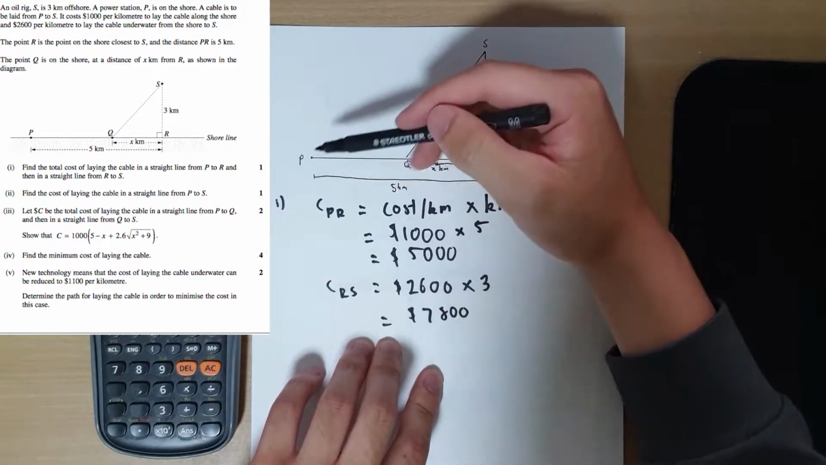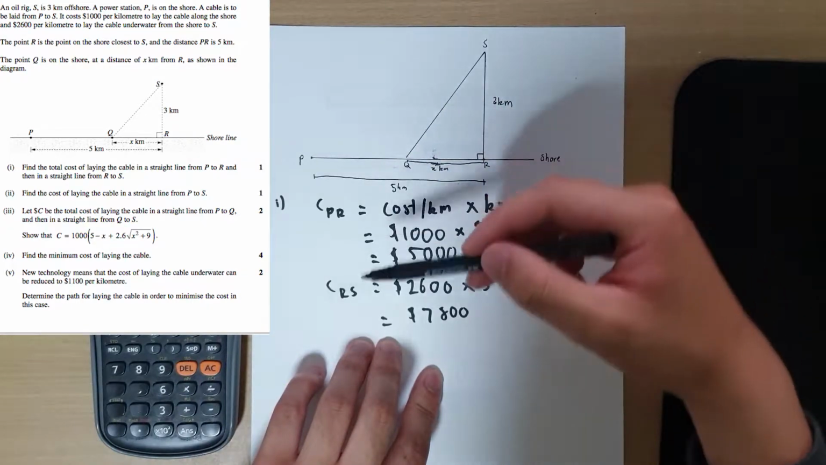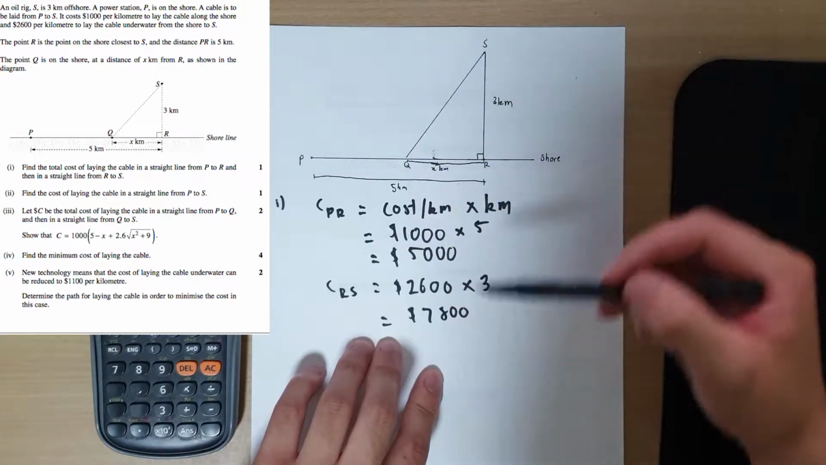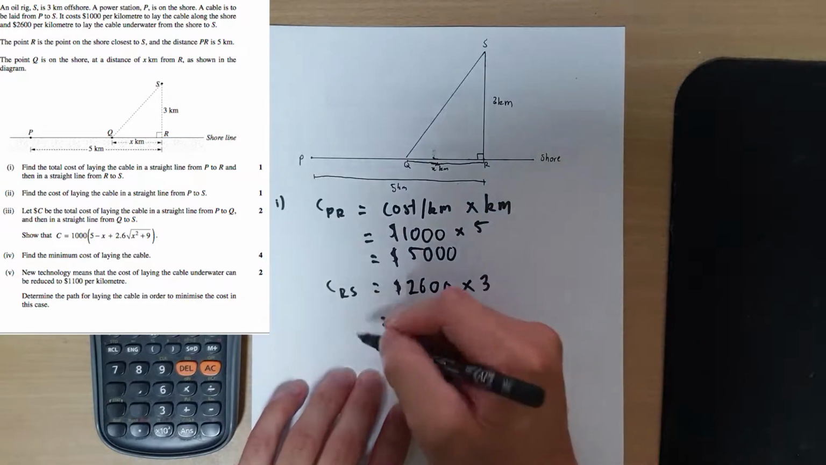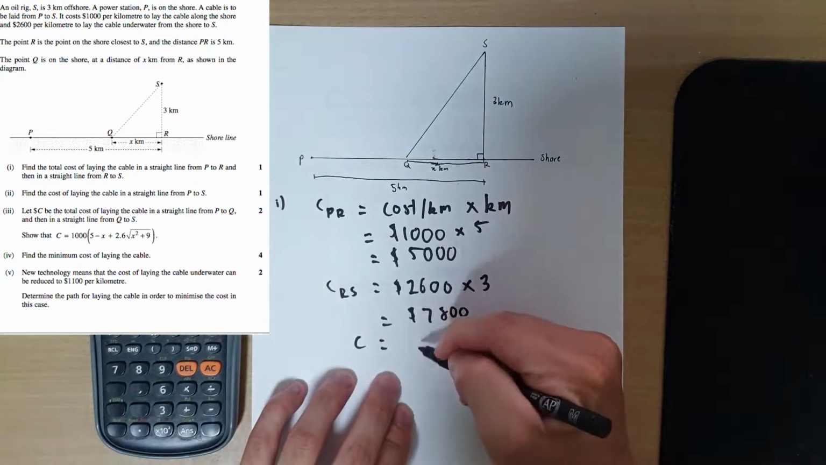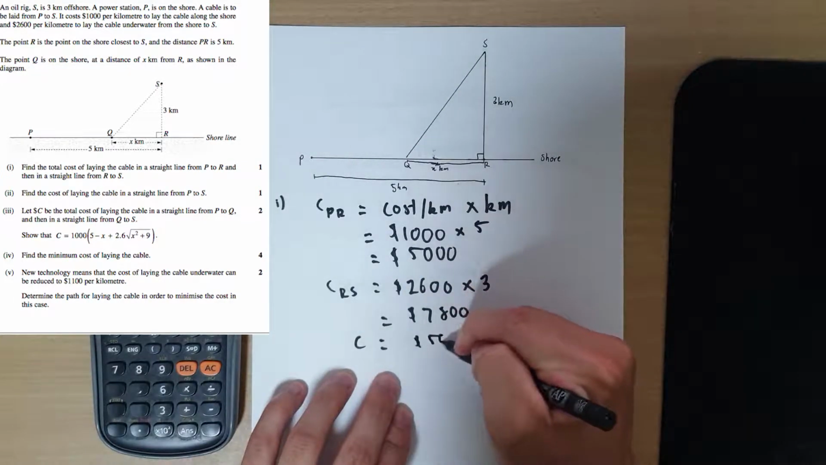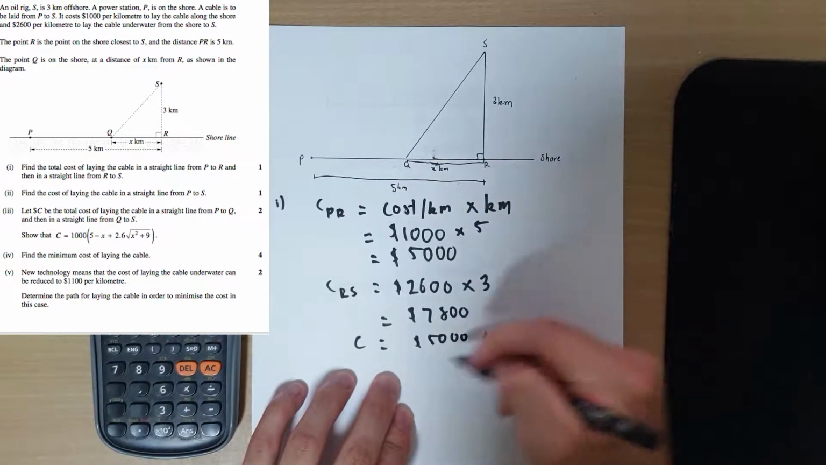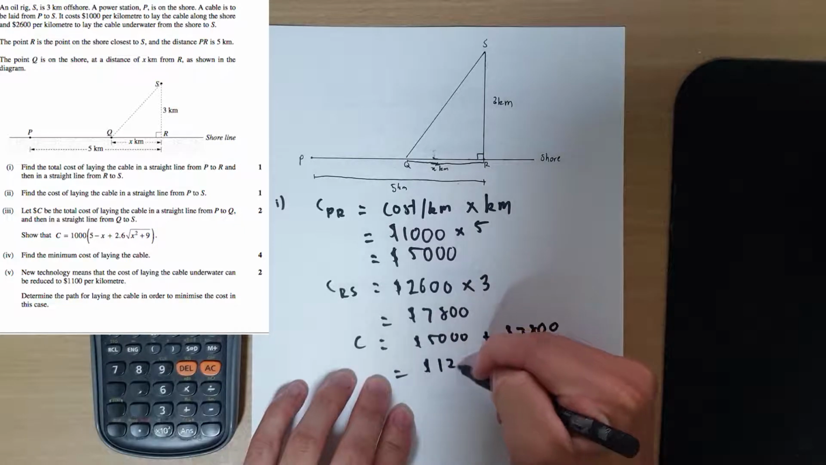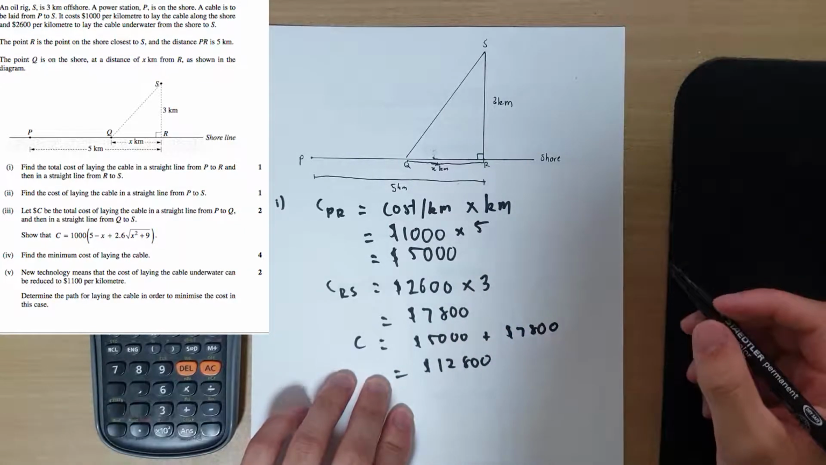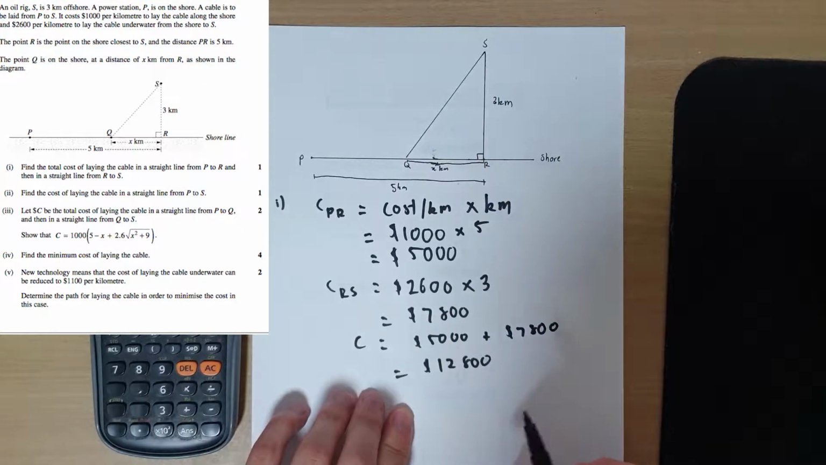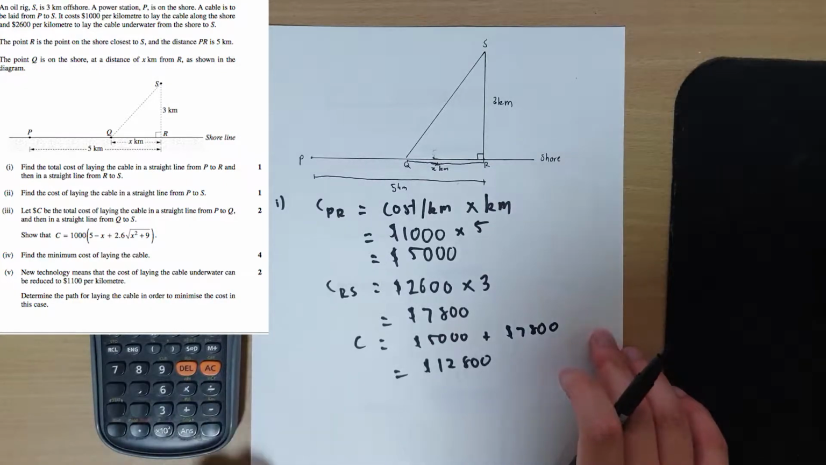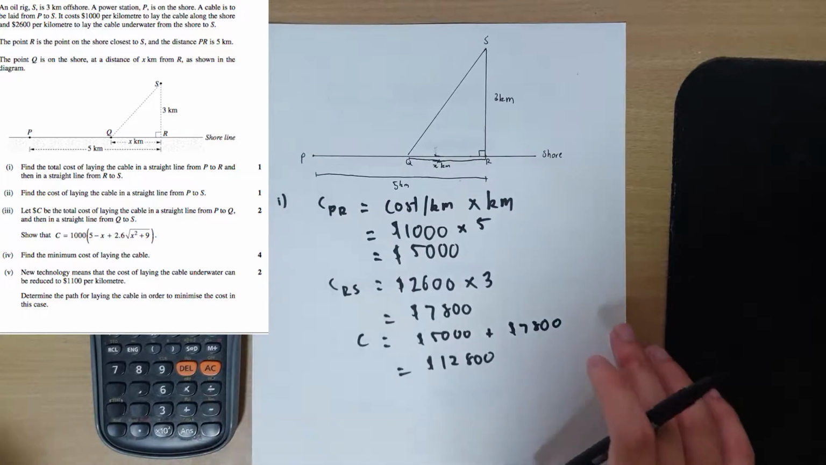Cool, so we have the cost of laying the cable P to R, which is 5,000, and the cost of laying the cable R to S, which is 7,800. Let's add that together. Our total cost is 12,800. Cool. That's our first part done. Not too hard at all. So let's move on to the next part.